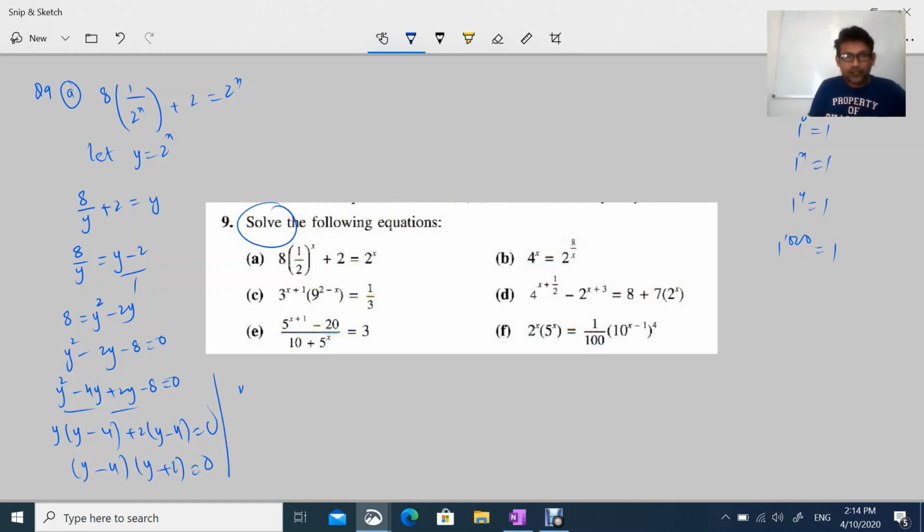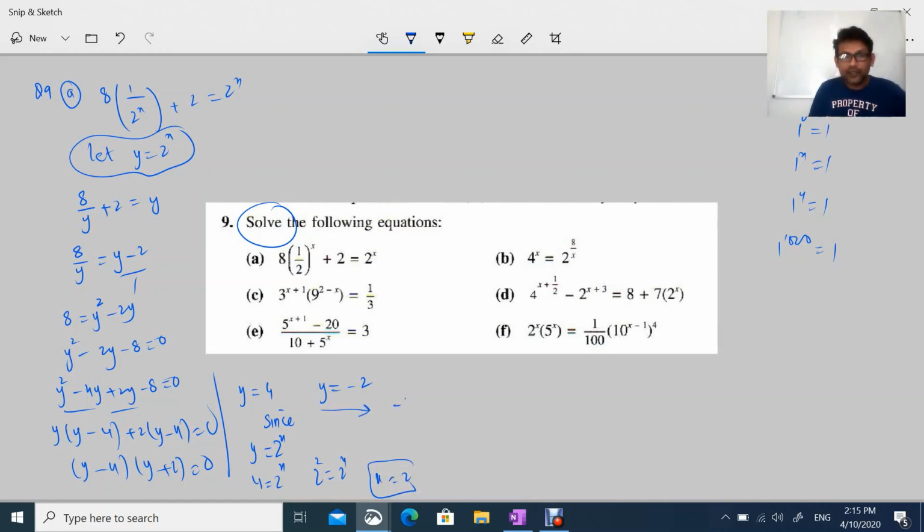Next part: y is equal to 4 and y is equal to minus 2. In this situation, y is 4 here, since I have to apply sin. Please don't forget, what have we supposed? We have supposed y is 2 power x. So y is 2 power x and y is 4, so we can write 2 power 2 and 2 power x is equal to 2.